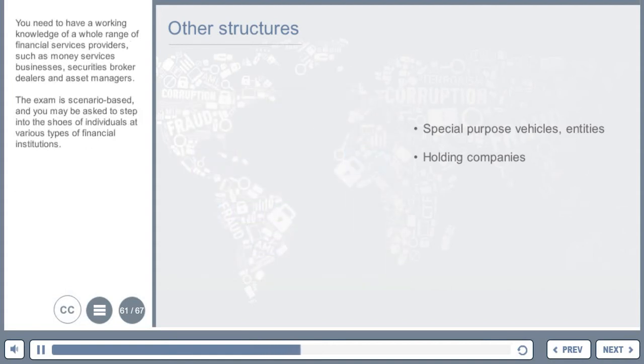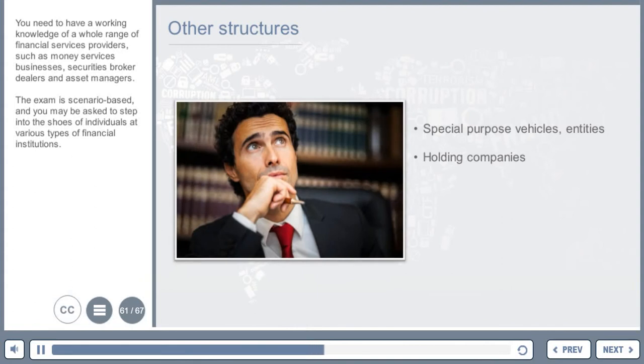You need to have a working knowledge of a whole range of financial service providers, such as money services businesses, securities broker-dealers, and asset managers. The exam is scenario-based, and you may be asked to step into the shoes of individuals at various types of financial institutions.